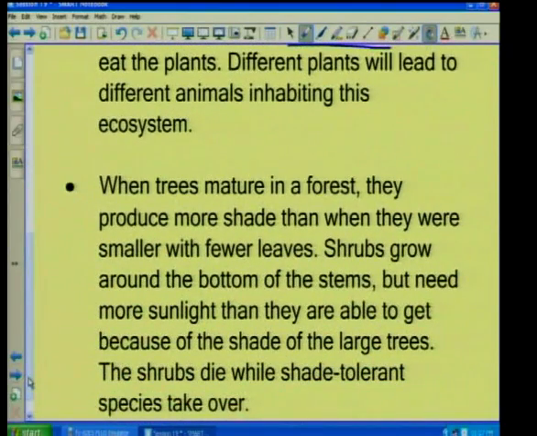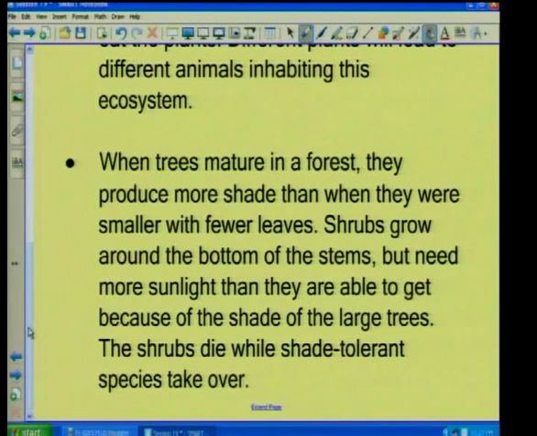When trees mature in a forest, they produce more shade, okay? Which means that when they were smaller, they had fewer leaves. As they grow bigger, they're going to block out the sun, and your shrubs growing below are going to have less light. Okay, they're going to have more shade, less sunlight. So what happens? If they aren't shade tolerant, they're going to die, and another species will take over that can tolerate it, like, for example, ferns.